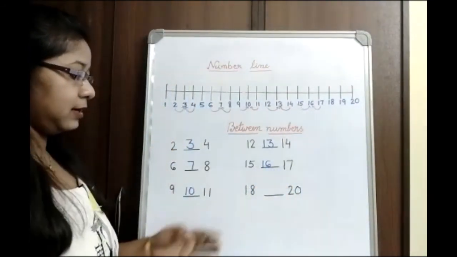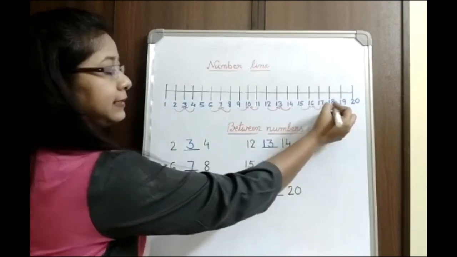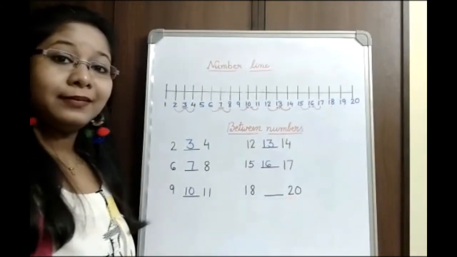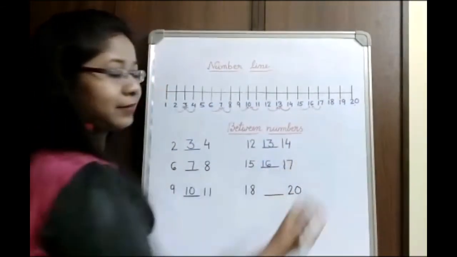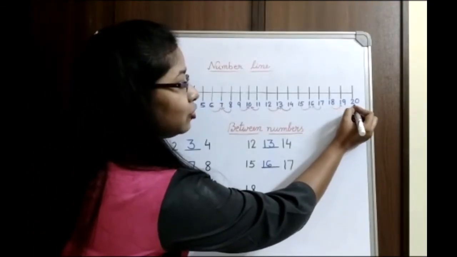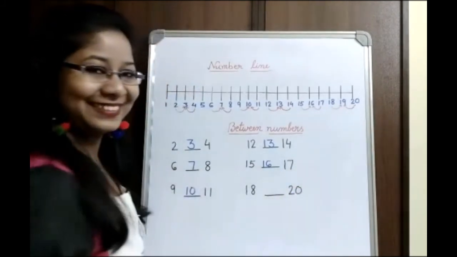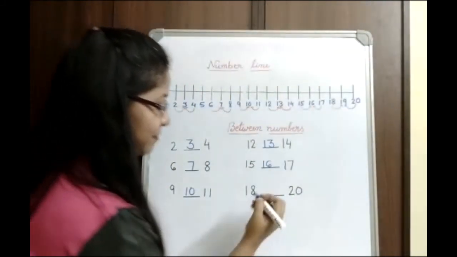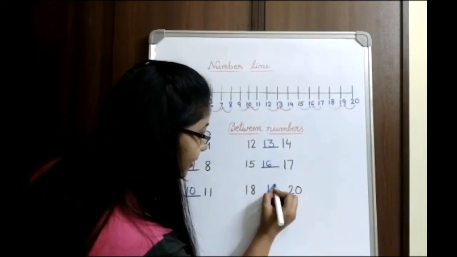Our last numbers are number 18 and number 20. Right? So, again draw it. Yes, it's coming number 19.